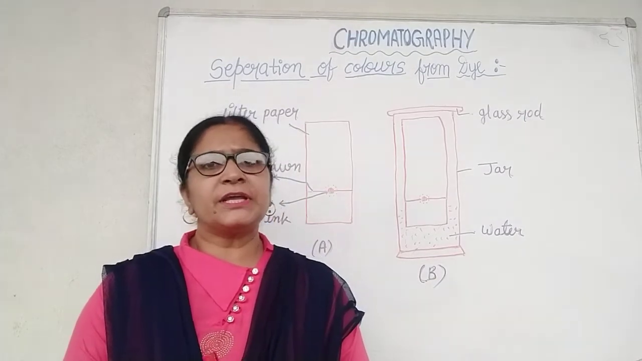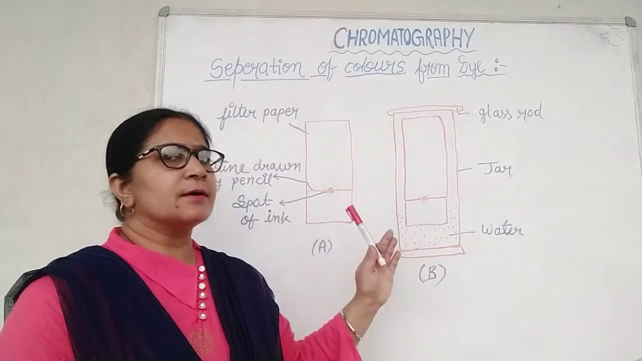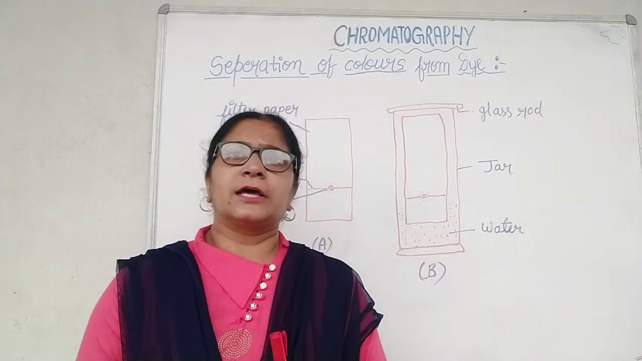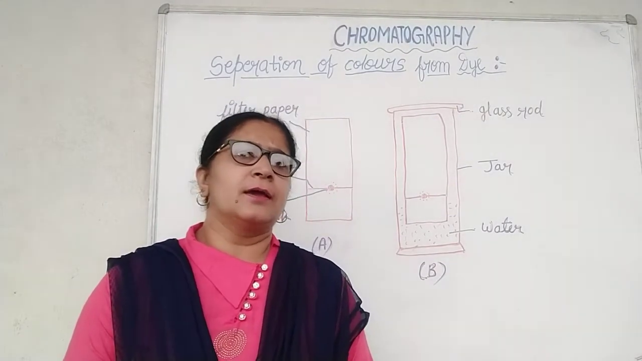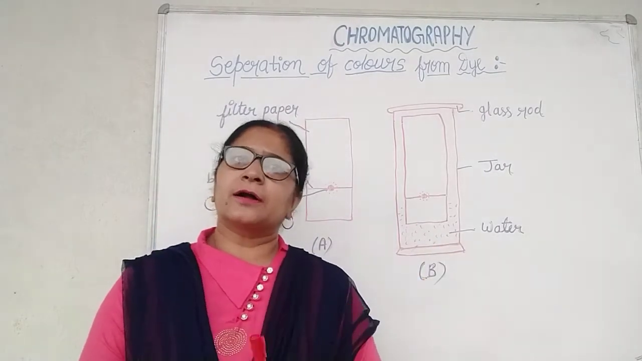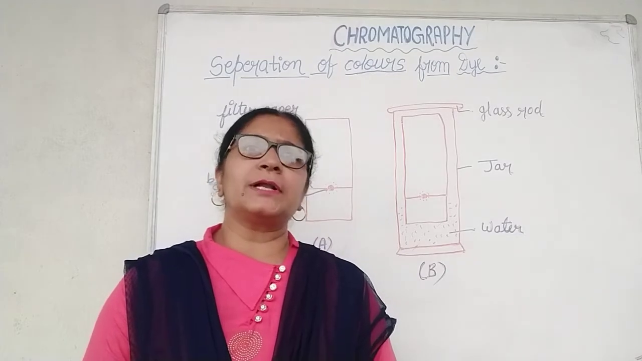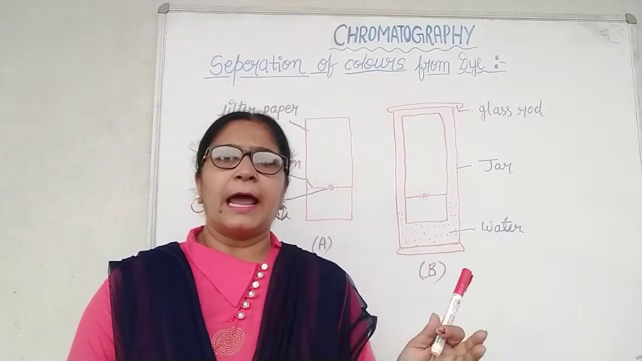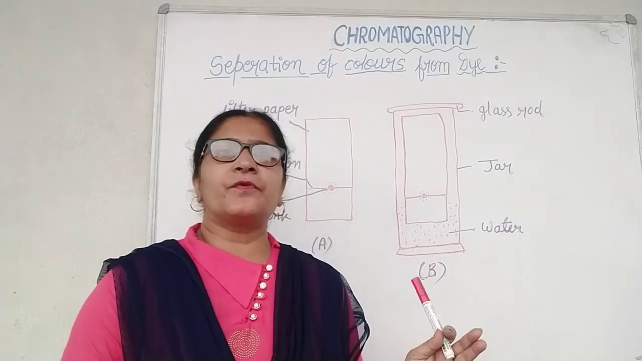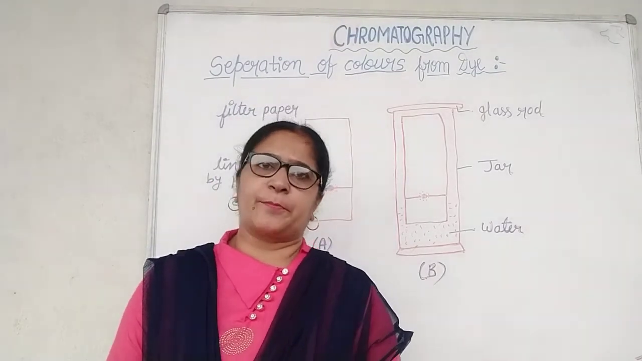We could see that as the water rises on the filter paper, slowly the particles of dye are dissolving in water. So the color which is more soluble rises faster and is then followed by others. So in this way, colors get separated.